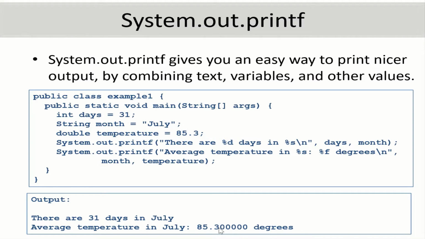Now, why is it 300? How many zeros is this? 2, 4, 5. Five zeros, because we simply called the double format of temperature, and the value of temperature is 85.3, and we did not limit or format the decimal places that will be displayed in the result. So let us try this in the Eclipse environment to see if it will display the same value.